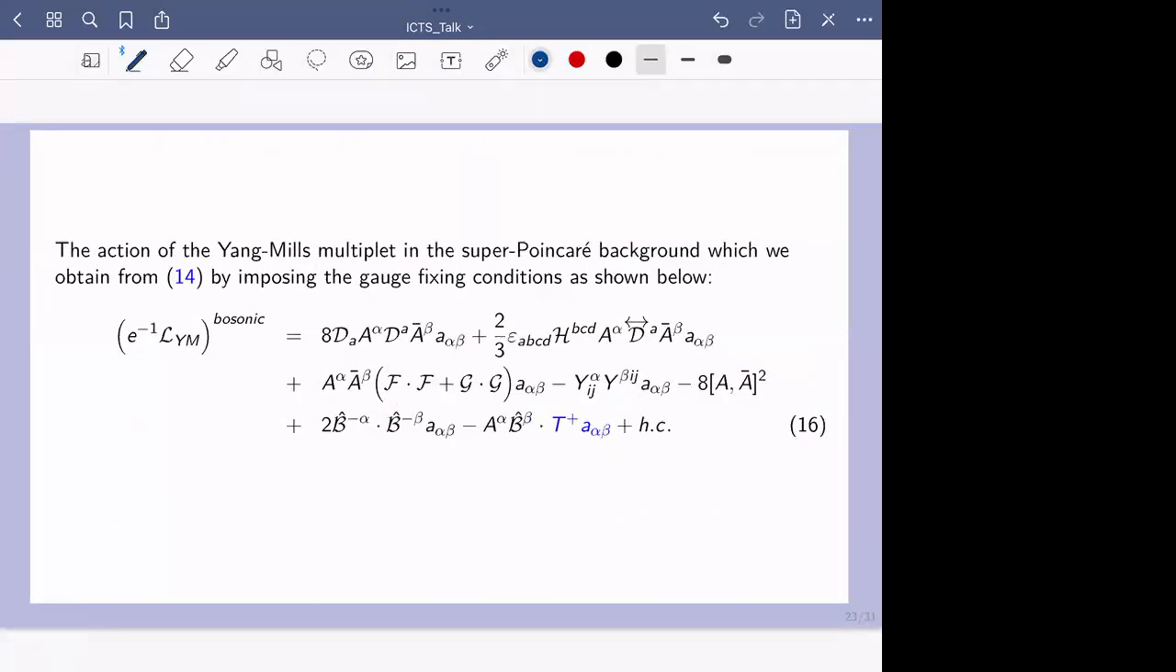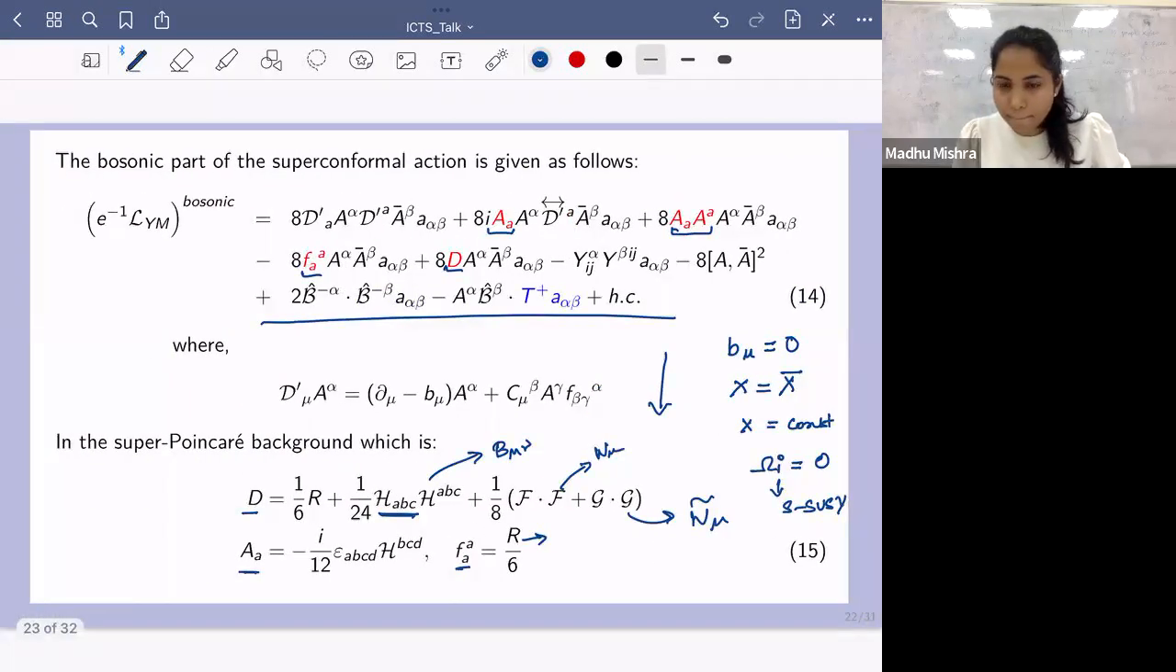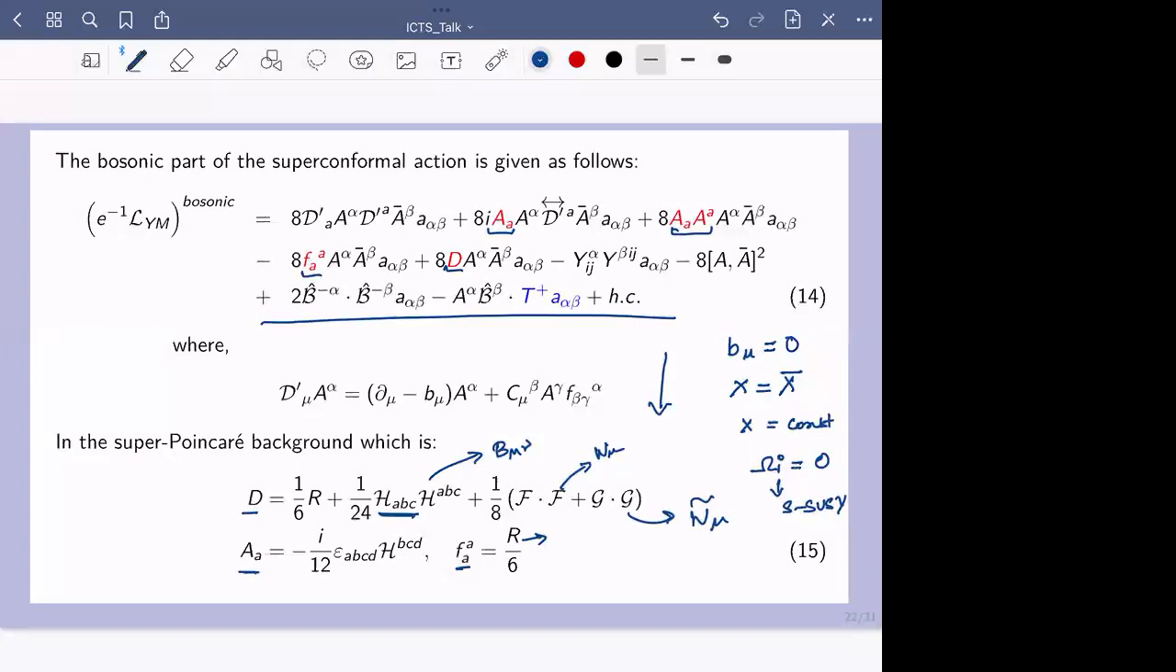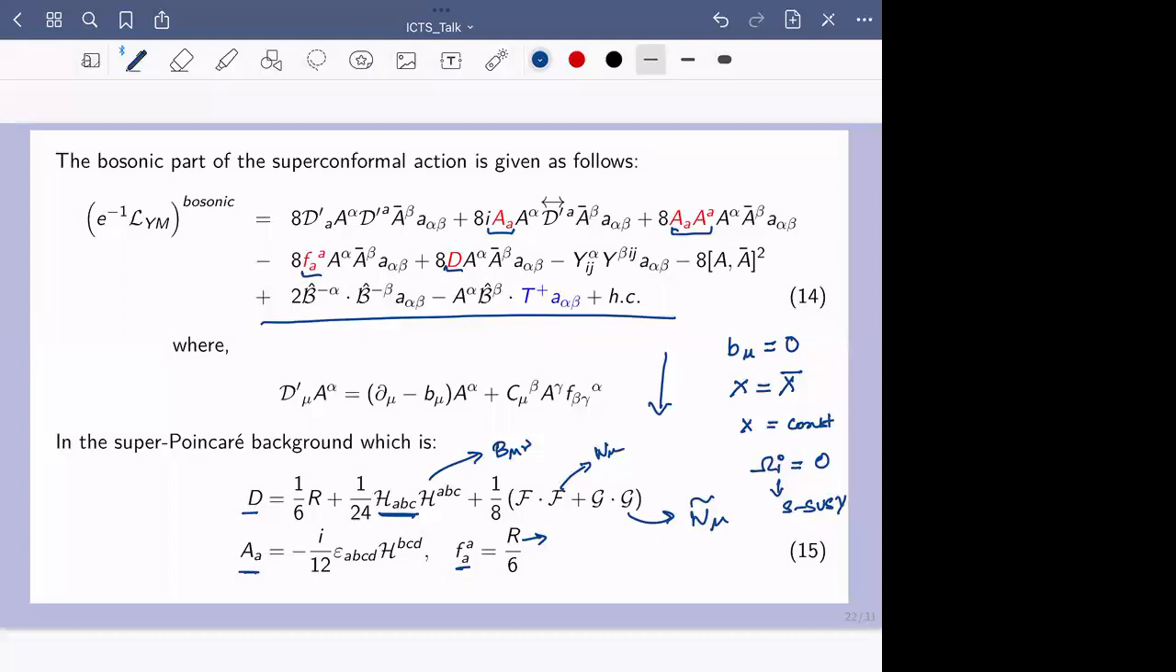Indeed, you're gauge fixing, right? Yes, the point that I was raising before, you're indeed gauge fixing in some sense. In order to go from the dilaton Weyl multiplet to the lower multiplet, you're gauge fixing, right? Which lower multiplet? This b_mu equal to 0, X equal to X bar.